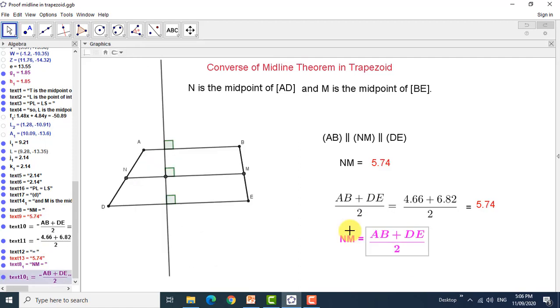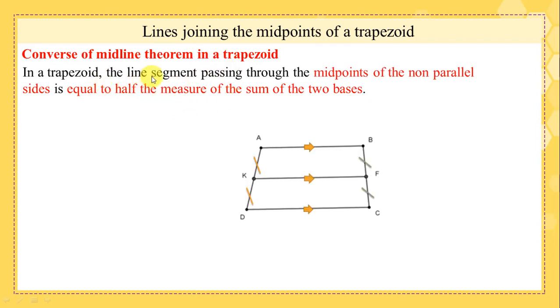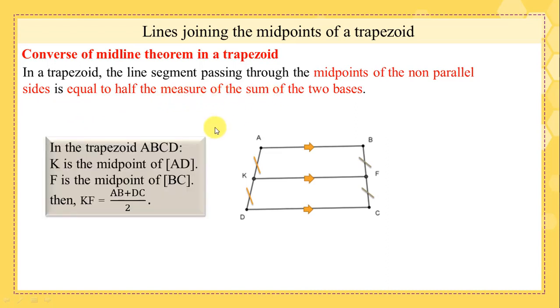If you change the trapezoid, the segment joining the midpoints of the non-parallel sides of any trapezoid is equal to the measure of the sum of the bases over 2, or half the sum of the bases. Converse of midline theorem in a trapezoid. In a trapezoid, the line segment passing through the midpoints of the non-parallel sides is equal to half the measure of the sum of the two bases. In trapezoid ABCD, K is the midpoint of AD, F is the midpoint of BC, then KF is equal to the sum of AB and DC over 2, AB plus DC over 2.